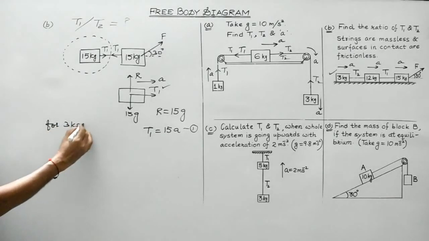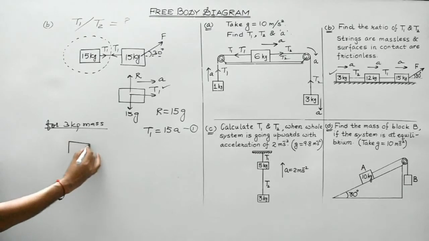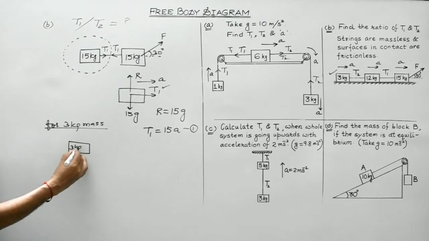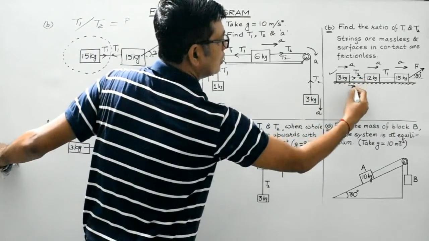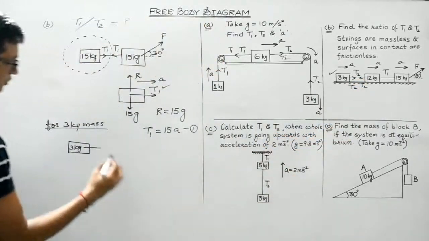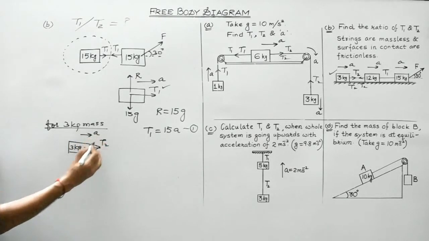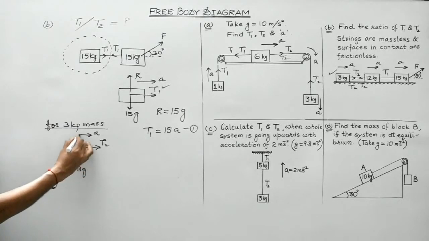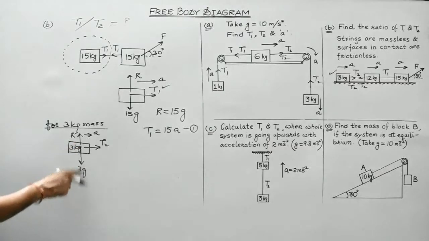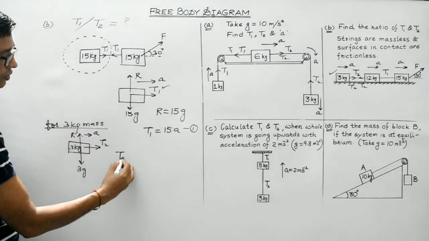For the 3 kg mass, what are the forces acting over here? It is T2, isn't it? So the force acting here is T2. It is having an acceleration of A, and obviously its weight will get balanced by the reaction R dash. So the only net force acting on this mass of 3 kg is T2.